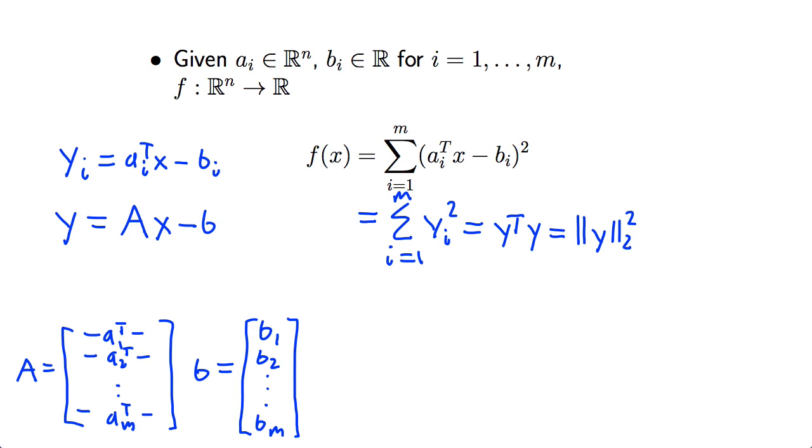So to sum things up, this whole thing here can be written very compactly as just the 2 norm of Ax minus b squared, where A and b are defined like this. The nice thing about this form here is that it doesn't have a sum, and we can represent all of it just with one matrix vector multiplication, subtracting another vector, and then taking the 2 norm of that.